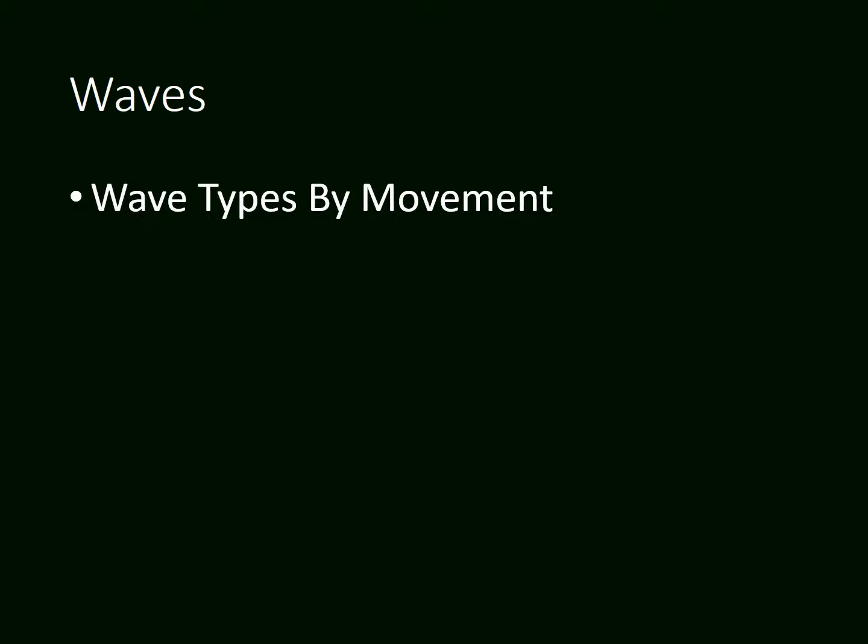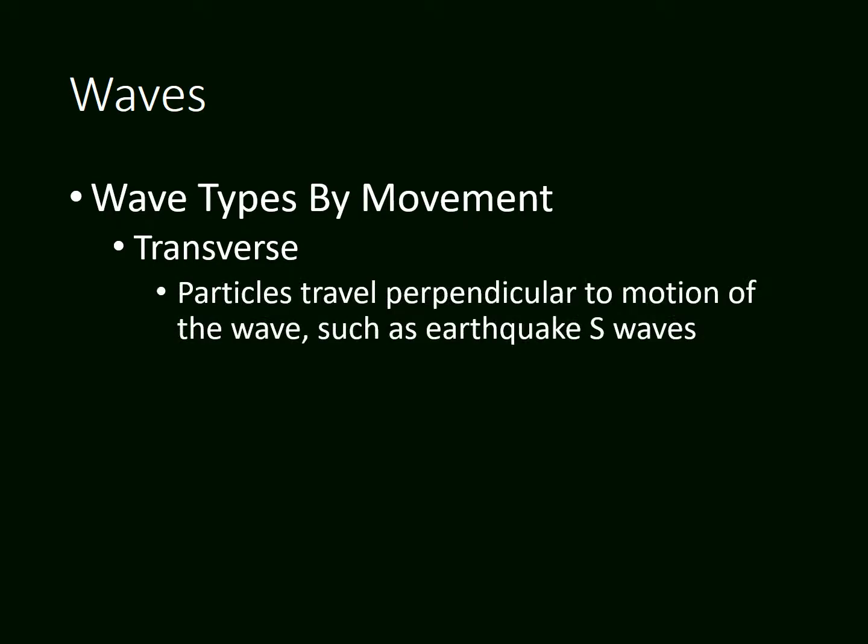There are two ways that we classify waves. The first way is by how they move, and when we classify waves by how they move, there are three main types of waves. The first is called a transverse wave. With a transverse wave, particles travel perpendicular to the motion of the wave. An example of a transverse wave would be an earthquake wave, or an earthquake S wave rather.